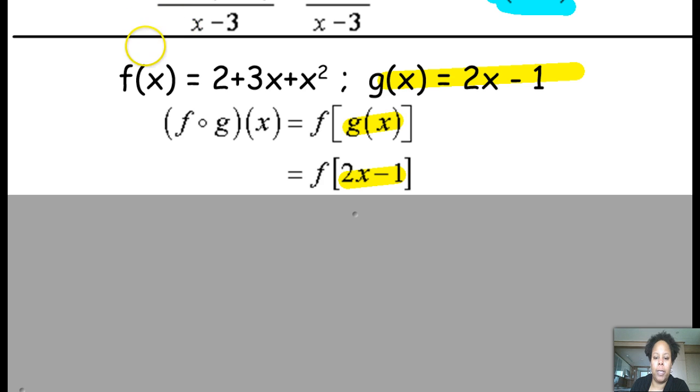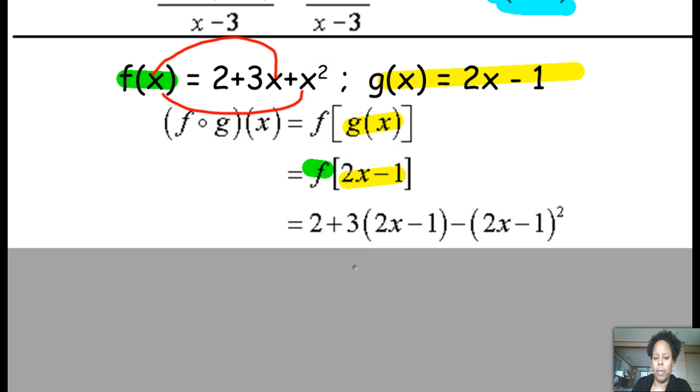And what does f do with its inputs? As the outside function, what f does with its input is it takes 2 plus 3 times your input, and it takes the square of your input and adds them all together. So that's exactly what we're going to do here. Our resulting output for f of g of x is going to be equal to 2 plus 3 times the input, which is g of x, plus x squared, where x in this case is g of x squared.